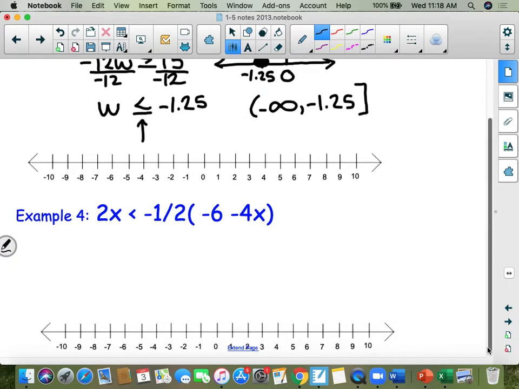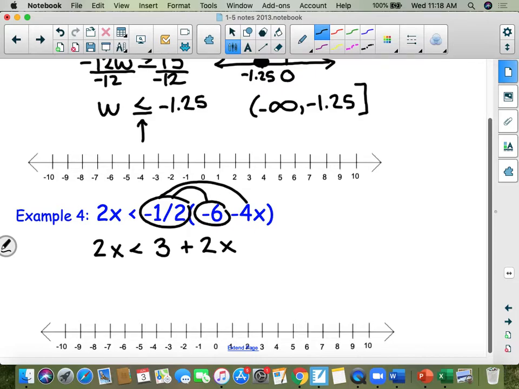The next one, just a little bit different, but you have a 2x on this side is less than a negative 1/2 times a negative 6 is a positive 3, and a negative 1/2 times a negative 4x is a positive 2x.